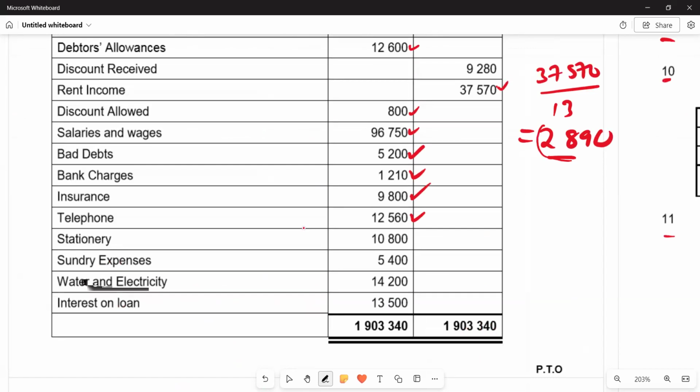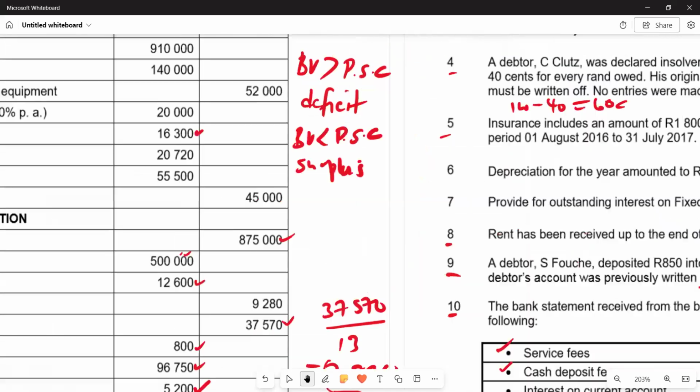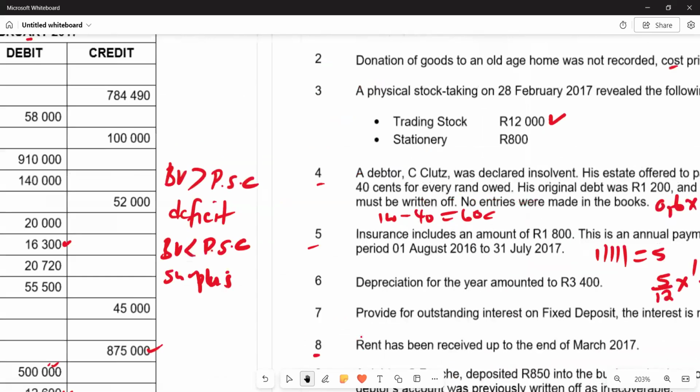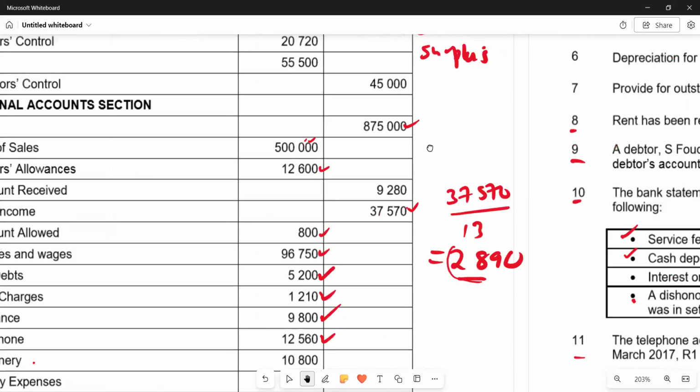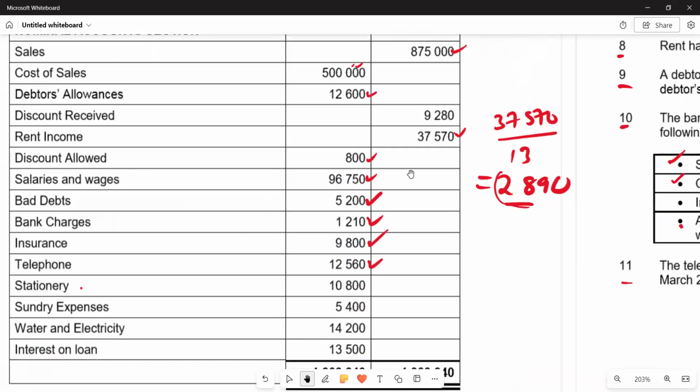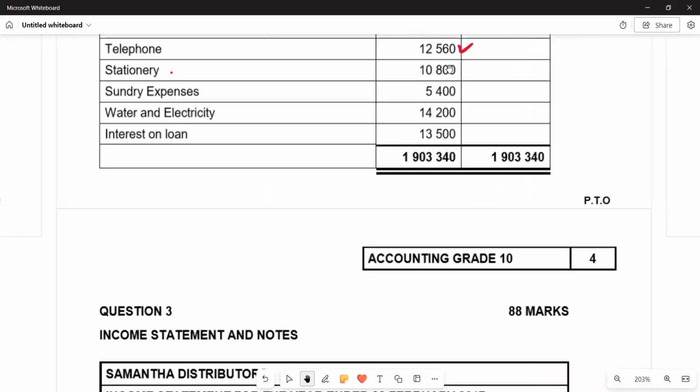We have stationery. The stationery that is an expense is the stationery that was used. Here we are given 10,800 is stationery that was bought. So to find the stationery that was used, you say what was bought minus what remained at the end of the period. What remained at the end of the period, we find in additional information for stationery, is 800. So we take 10,800 minus 800, then we get 10,000. 10,000 is the expense. So we go there.